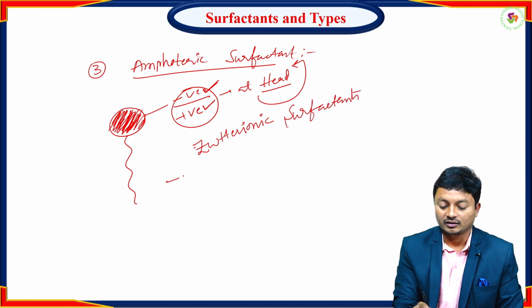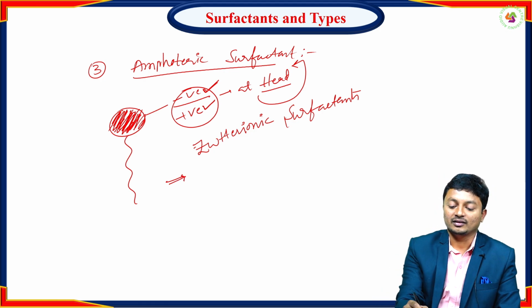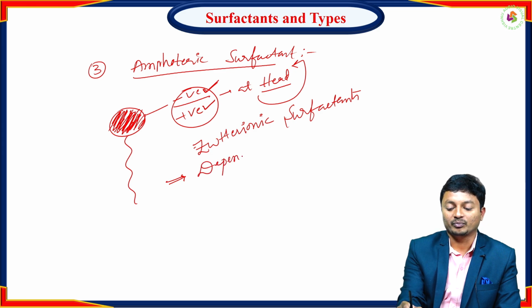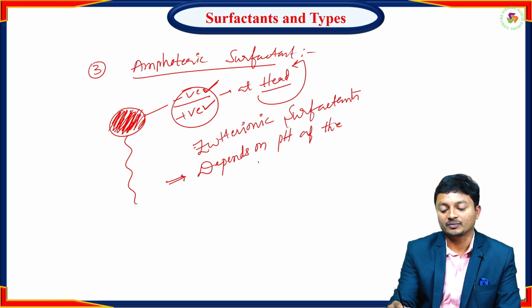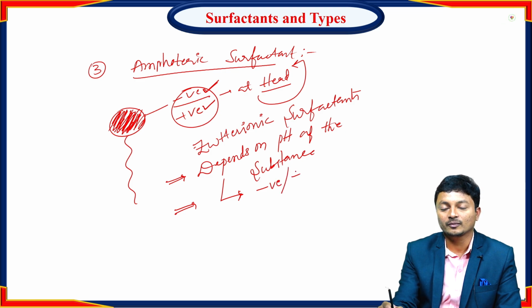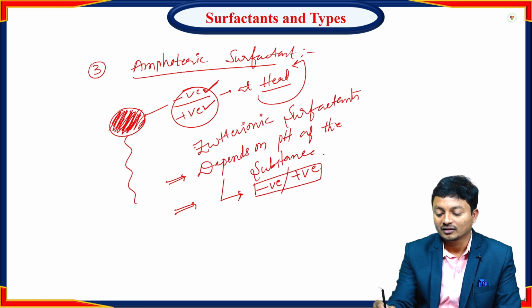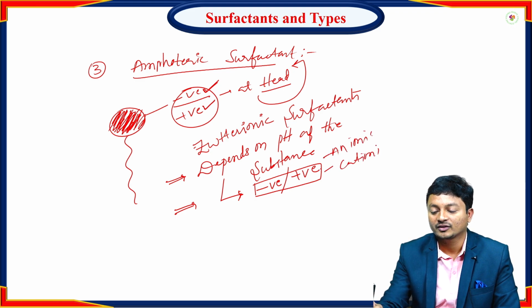The major thing about zwitterionic or amphoteric surfactants is that they depend completely on the pH of the substance. The pH of the substance decides their behavior: based on the pH, sometimes they behave like anionic surfactants and sometimes they behave like cationic surfactants.